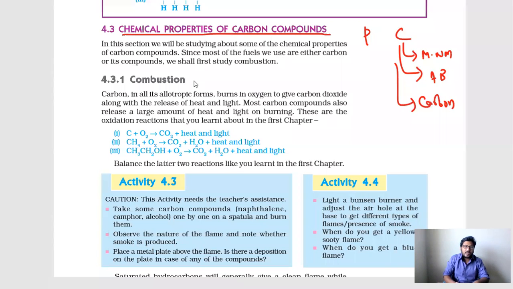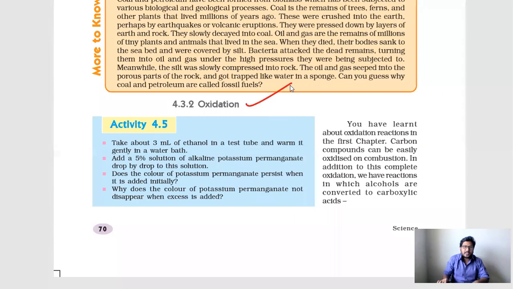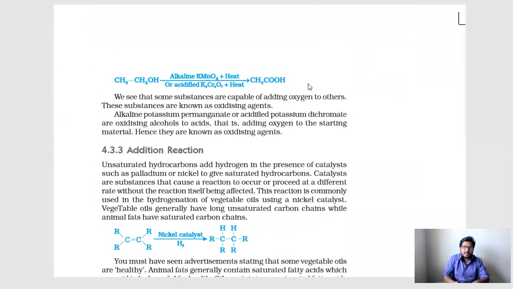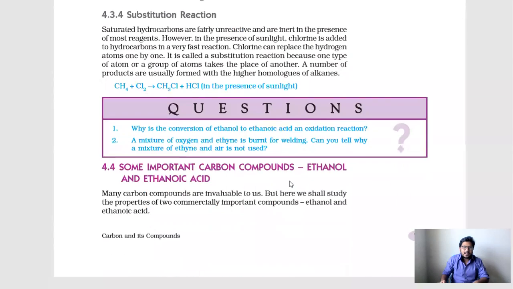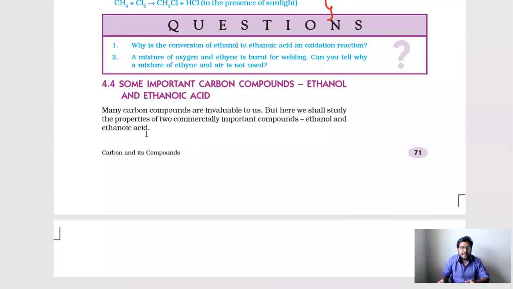So here, what is meant by combustion? Example. Second, what is meant by oxidation? Examples. What is meant by addition reaction? Examples. What is meant by substitution reactions? Example. And there we will get hydrogenation of oil. That and all we will see. You might have an idea regarding ghee, vanaspati, dalda. That and all we will see.